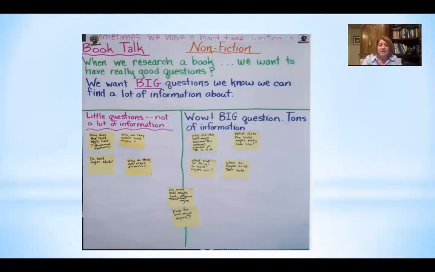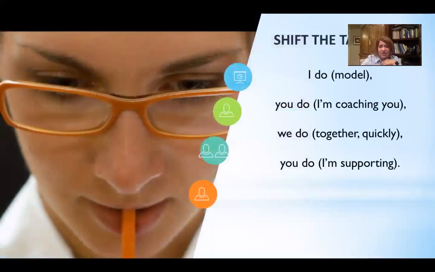Here's another example of that. She was doing a book talk, working on nonfiction, and wanting students to ask some big questions so they could know how to find out a lot of information. The class worked together on little questions with not a lot of information, and big questions where they could find some big thinking and big ideas and really investigate. So this was her criteria for success of what their questions needed to look like.